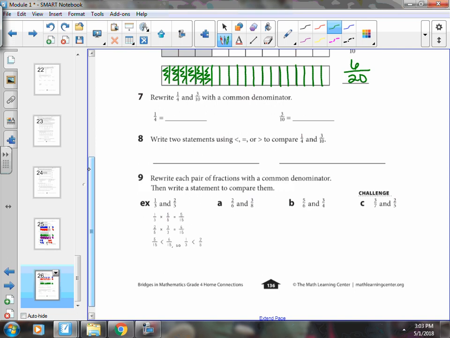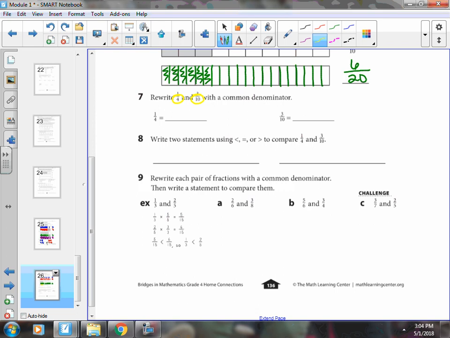Rewrite 1/4 and 3/10 with a common denominator. Remember, common means that they are the same. So think, what can you change a 4 into, and what can you change a 10 into? And you could totally count multiples of 4. 4, 8, 12, 16, 20, 24, 28, 32, 36, 40. I count by tens, multiples of 10: 10, 20, 30, 40. So I know that I can change them both into a 40.